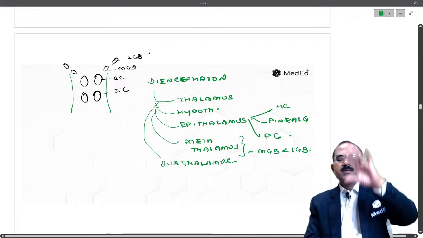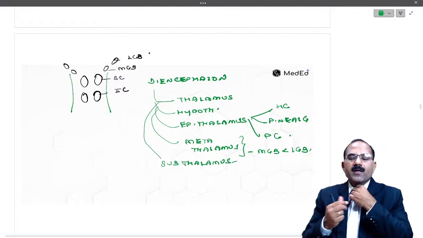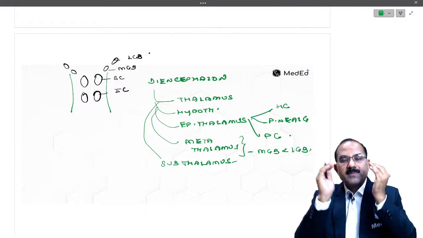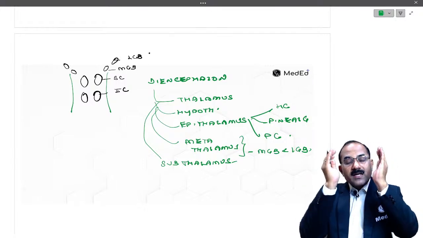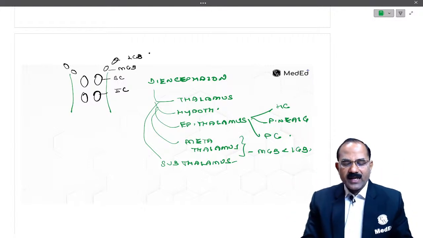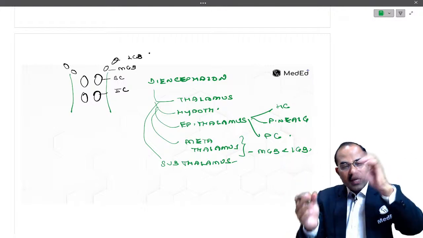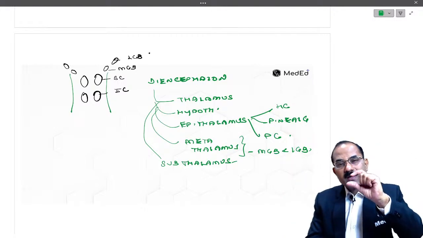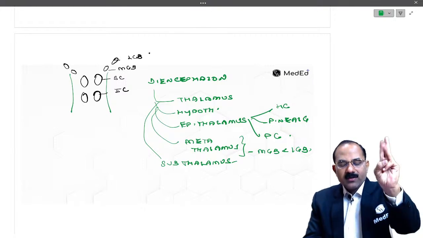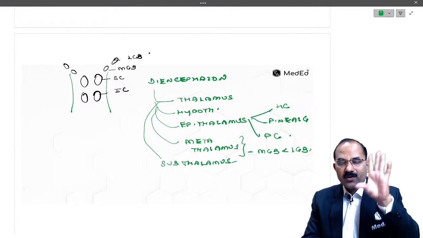Just remember this. These are the parts of the diencephalon: thalamus, hypothalamus, epithalamus, metathalamus and the subthalamus. And what is the cavity of the diencephalon known as? Anyone? Like telencephalon से क्या बनते हैं? Cerebral hemispheres. The cavity of telencephalon is the lateral ventricle. Diencephalon, what is the cavity of the diencephalon? Third ventricle. Yes, the cavity of the diencephalon is the third ventricle.